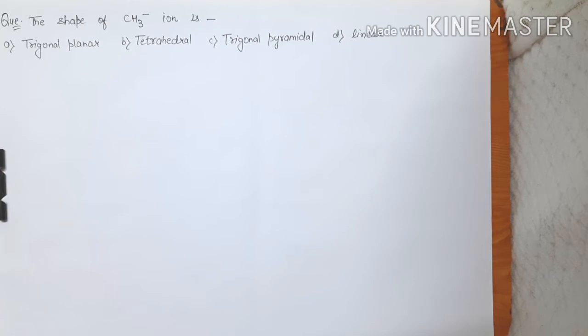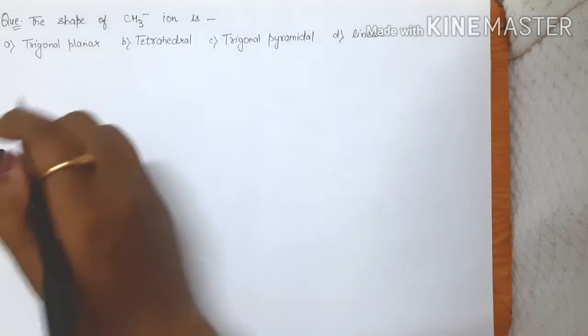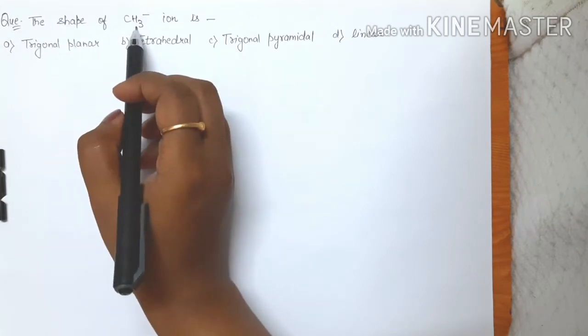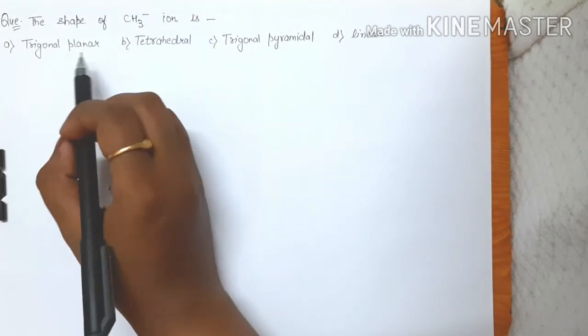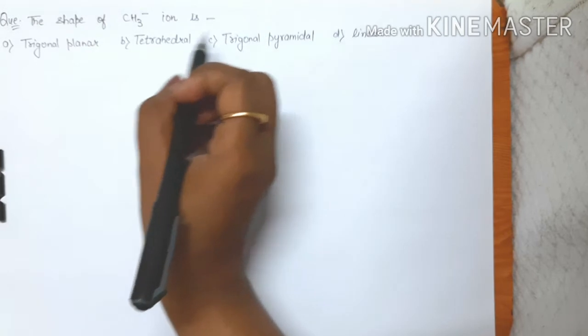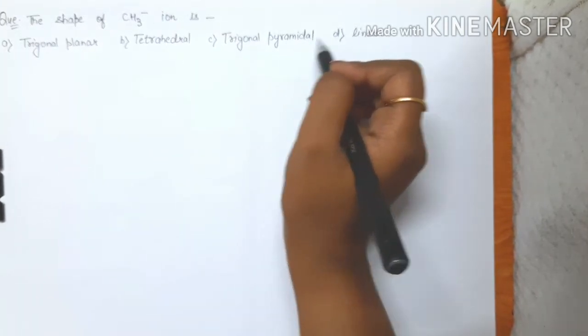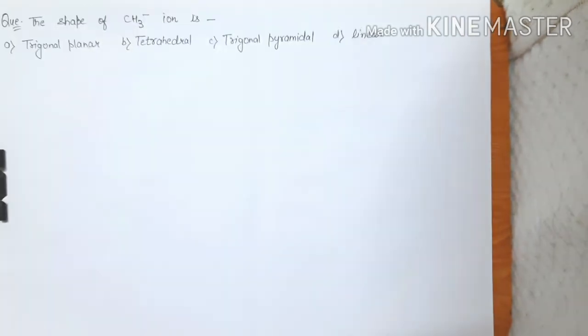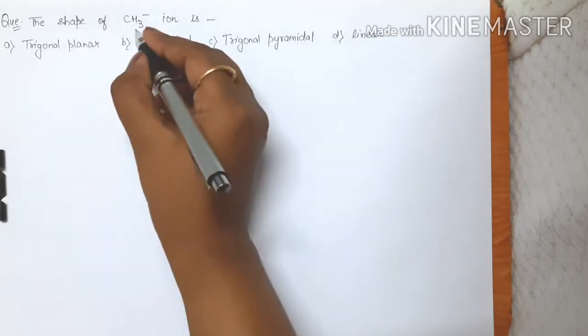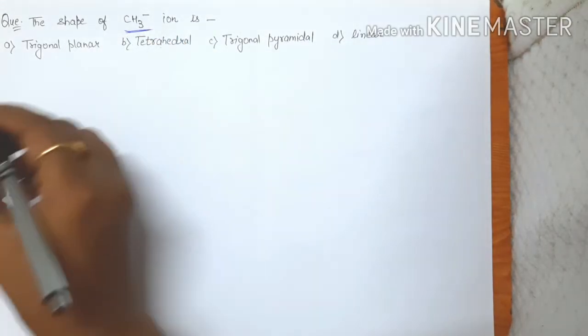So today also we are going to solve some of the previous year questions of GATE exams in chemical bonding. The first question asked is: the shape of CH3 negative ion is, and the four options given to us are trigonal planar, tetrahedral, trigonal pyramidal and linear. So basically we have to find out the shape of CH3 negative ion.